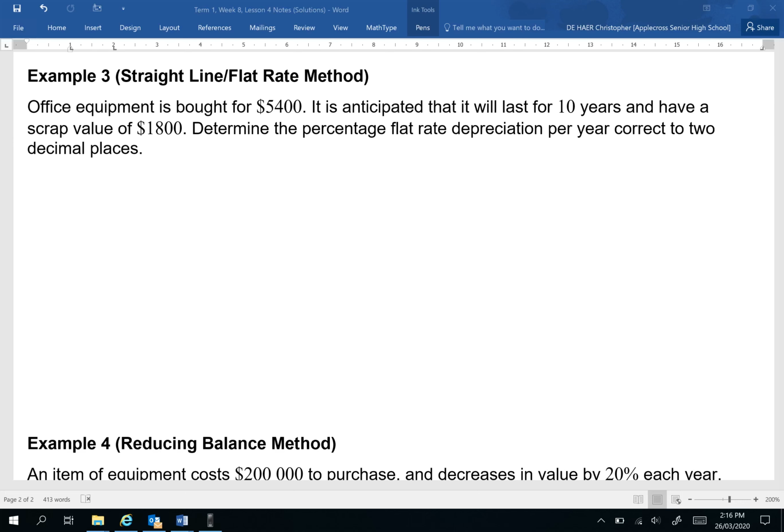So we've got two more examples here. Example 3 is a little bit more involved. We actually have to make sure we understand what the question's asking us to do.